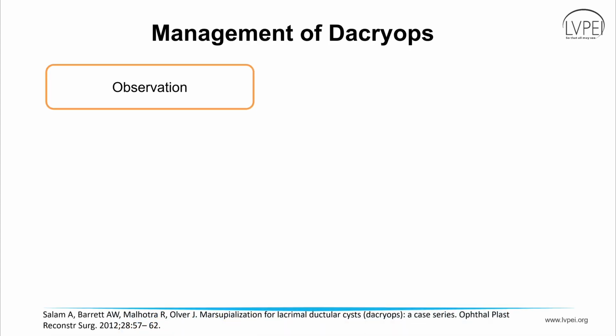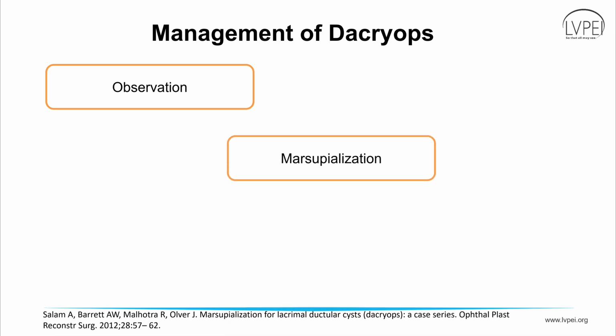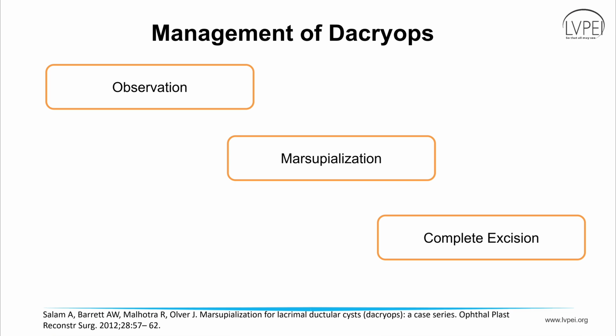Small asymptomatic cysts can be observed, whereas larger and/or symptomatic Dacryops need to be managed surgically. Marsupialization is often the preferred method, wherein the cyst wall is incised and its contents drained, but the residual cyst wall tends to cause a high rate of recurrence. Thus, we choose the surgical technique of complete excision of Dacryops.